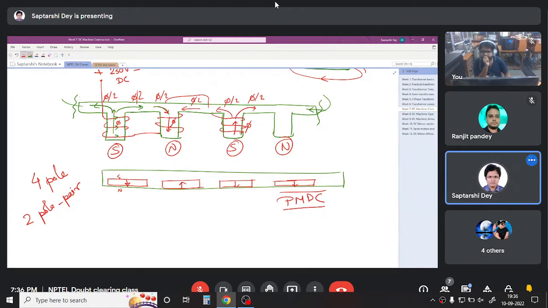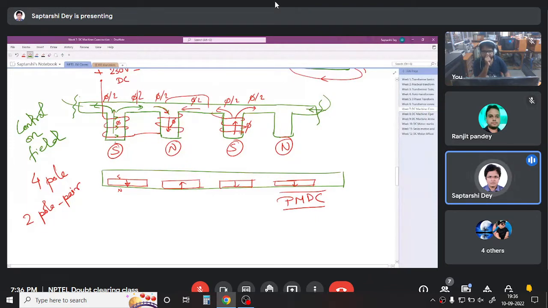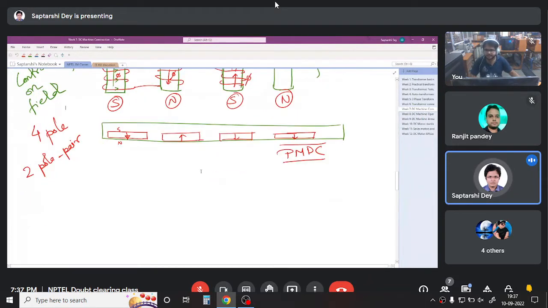What we are losing is control. Control on field. So the flux that these poles create, that create the field flux, that create the magnetic field inside the machine. If I have electromagnets here, I can control the current through them by using some external circuit, and hence I can weaken the field if required. But in PMDC that is not possible, and there are other problems also with permanent magnets that we will not discuss here.